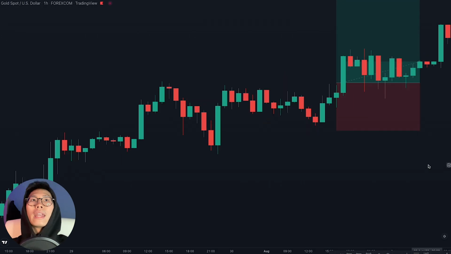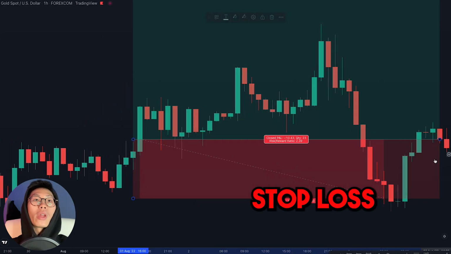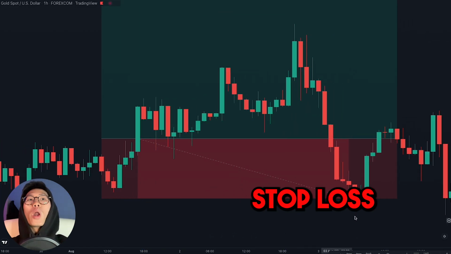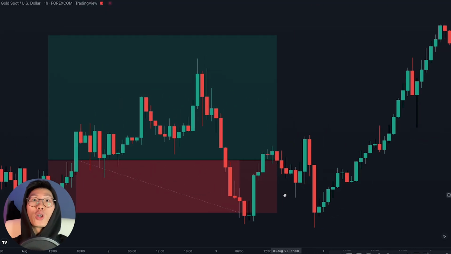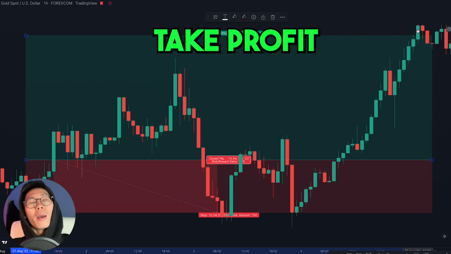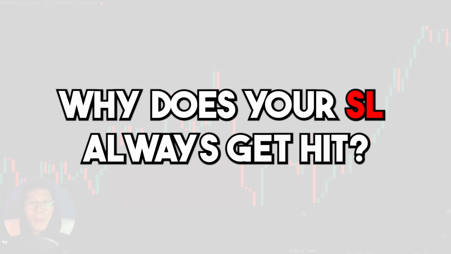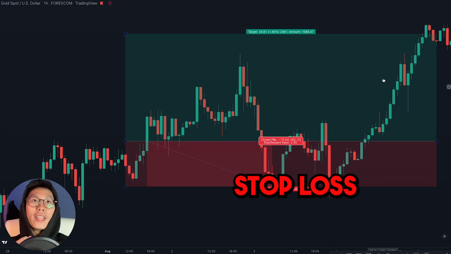And then you can see that price eventually went up, but then it actually came back down and hit your stop loss. So if you place your stop loss right here, you would have gotten stopped out, but you actually end up seeing the trade go your way and go up even higher and smash your take profit. But guess what? You got stopped out right here. Why does this always happen to you? Do you always ask yourself that question? How many times has your stop loss got hit just to see the trade go your way?